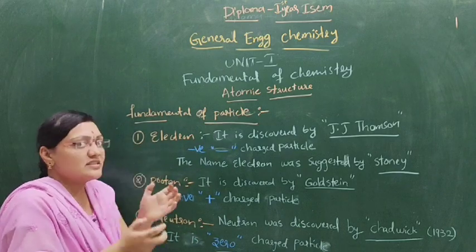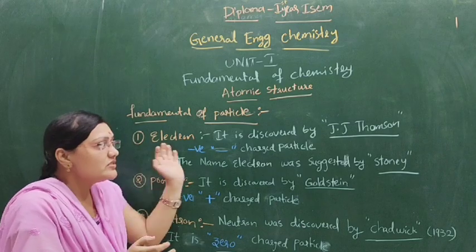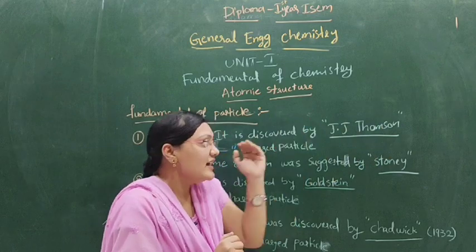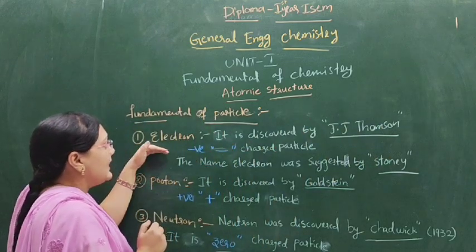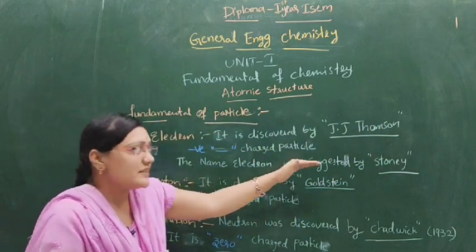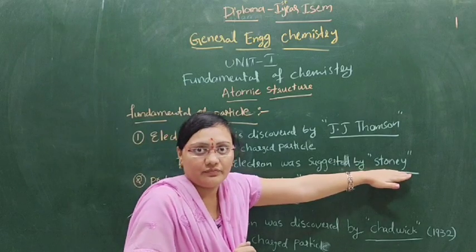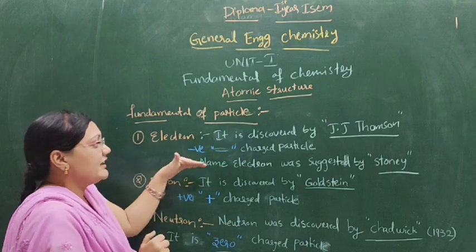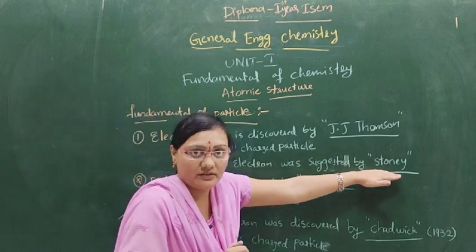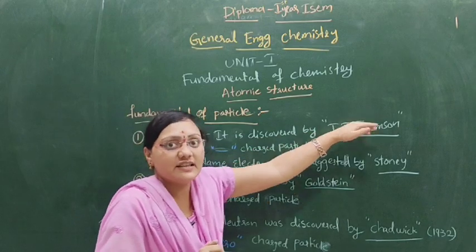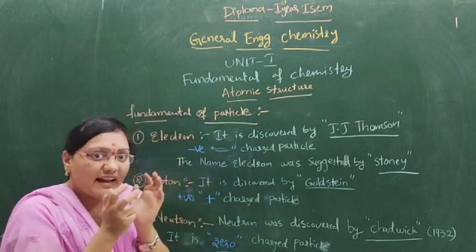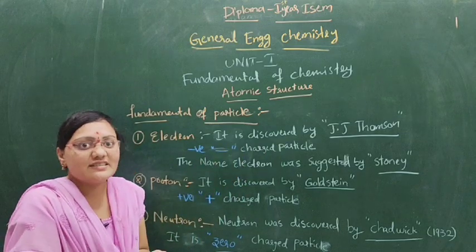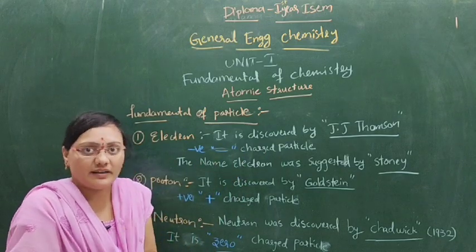The electron was discovered by J.J. Thomson. It's very important. Next, the electron name was suggested by Stoney, a scientist. The electron was named by Stoney and discovered by J.J. Thomson. The electron is a negatively charged particle.